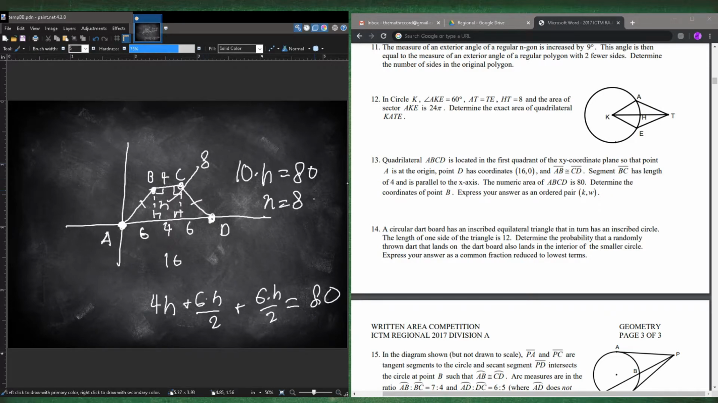Okay? So determine the coordinates of B. So the coordinate of B is right here, right? That's where B is. So we have to move 6, because there's 6 right here. So that's our x-coordinate. And we have to move 8 up because that's our height. So the coordinate of B is (6, 8). And that's just the answer. And that's it.